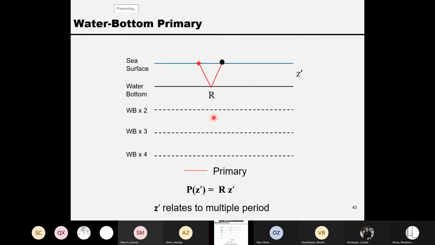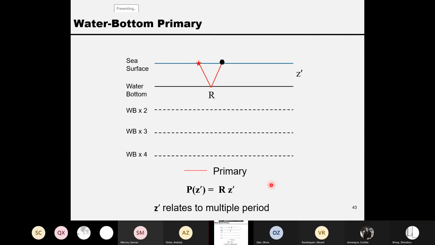Before we talk about multiples, let's see how we use the Z transform to represent seismic waves. The source travels to the water bottom, and the water bottom is a strong reflector, because the water and the water-bottom media have a significant difference in properties. So this is a very strong reflector, and the wave comes back to the surface. That's what we call the primary, the water bottom primary.